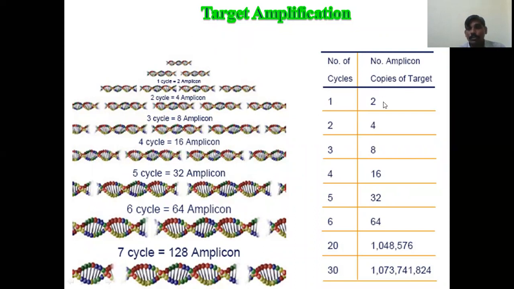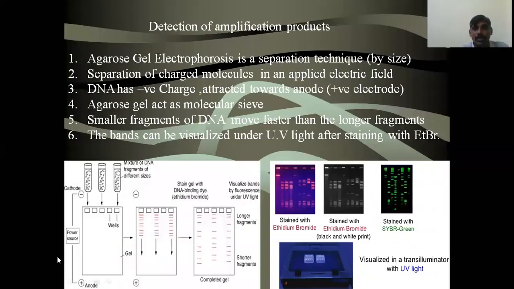2 to the power of 1 is equal to 2, 2 to the power of 2, 2 squared, is 4, 2 to the power of 3, 2 into 2 into 2, is 8, 2 to the power of 4, 2 into 2 into 2 into 2, is 16. In this way, with each cycle, the number of copies increases. For example, after completion of 20 cycles, we are getting 1,048,576 copies. So in this way, millions of copies are produced by the PCR mechanism.